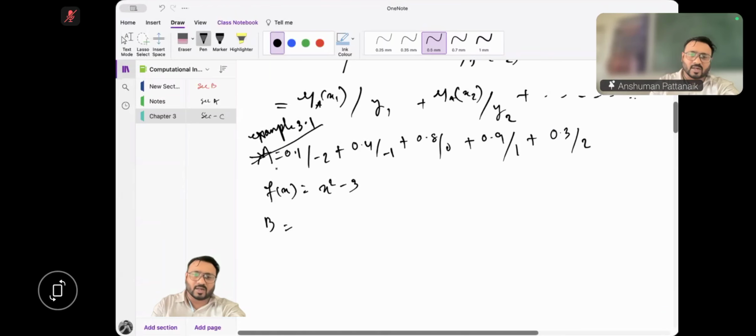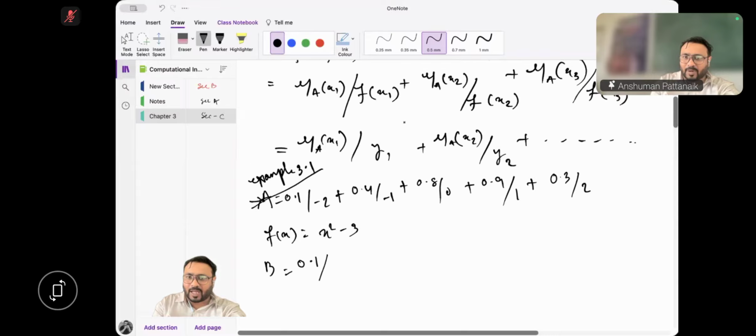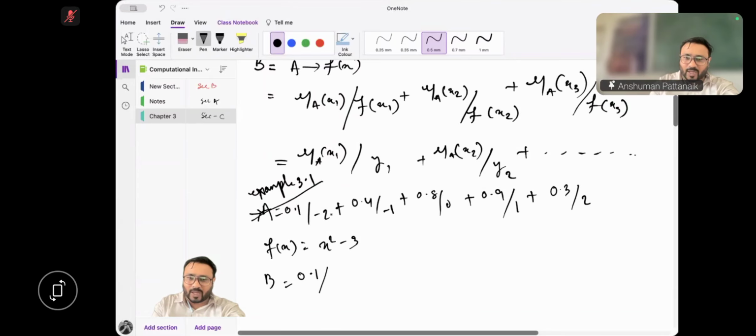Okay. Now focus. In set A, I have a membership value 0.1. So I'll write same 0.1 because B will be mu of A of x1 slash this will be y1. y1 कैसे calculate होगा by applying f of x1 to x1. x1 is minus 2. I will go f of x minus 2 go to the x f of x here minus 2. Minus 2 to the power 2 is 4. 4 minus 3 will be 1. So this will be 0.1 slash 1.